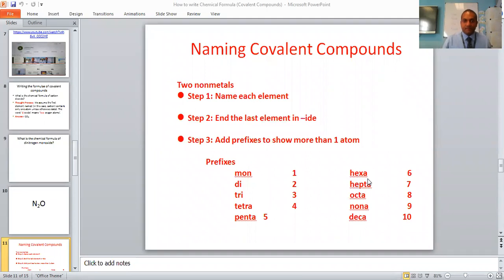And the third, the prefix to show more than one atom. Mono, or sometimes there is a short notation, mon is 1, di is 2, tri is 3, tetra is 4, penta is 5, and on and on. So this is the technique that we use to name covalent compound. Of course, we have a different technique when we want to use for ionic compound. So by now, firstly, you know what is covalent compound, non-metal with non-metal. Second, this is the rule for naming covalent compounds.